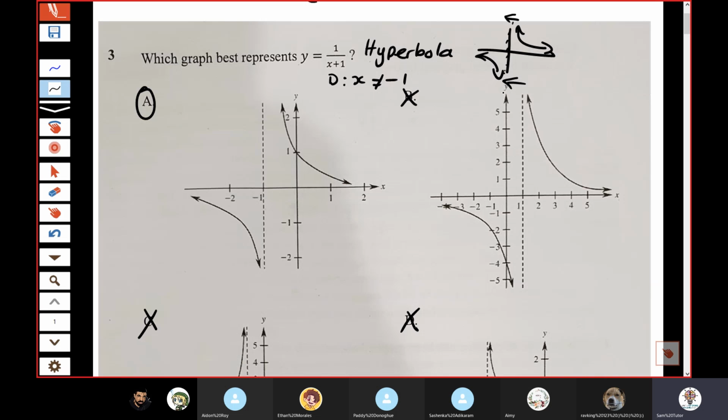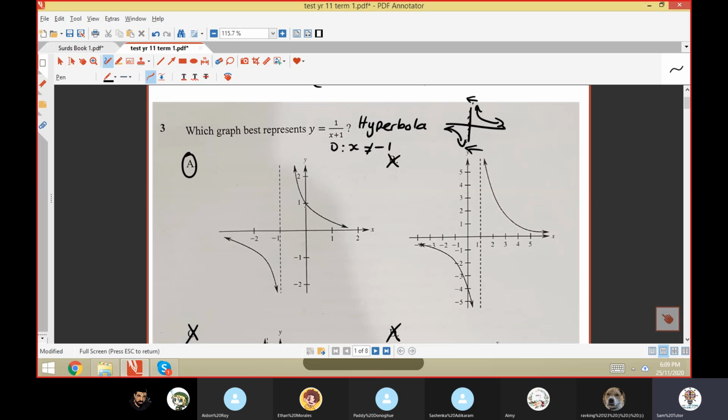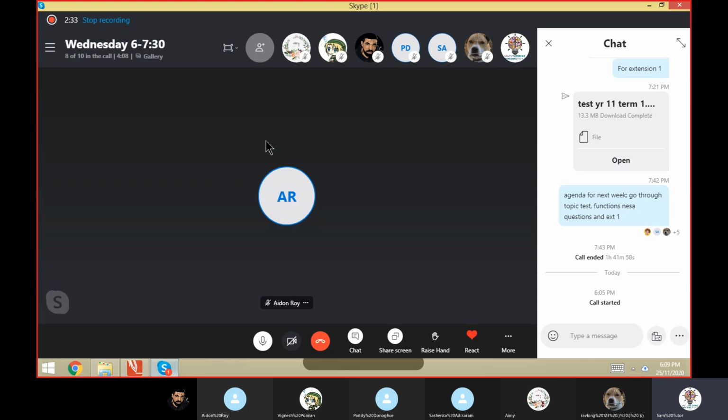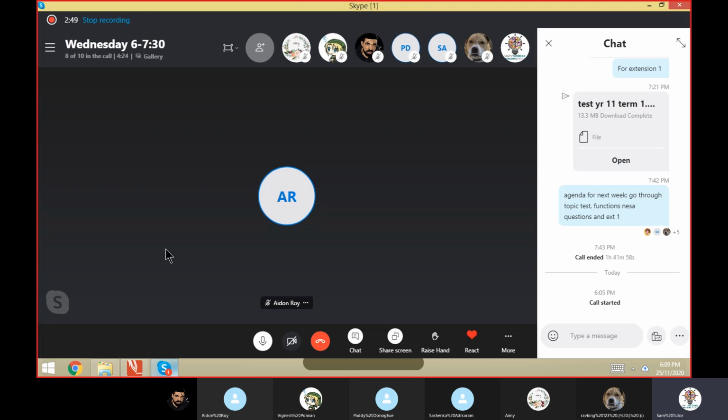Frozen? Is it frozen for anybody else? What about now? Disconnected now. Reconnect. Check if it works. Connecting, Ethan? What's happening?